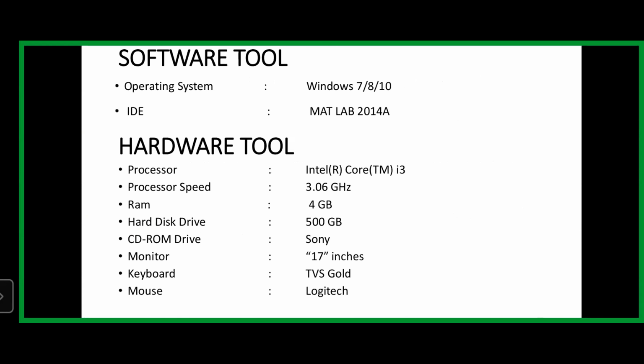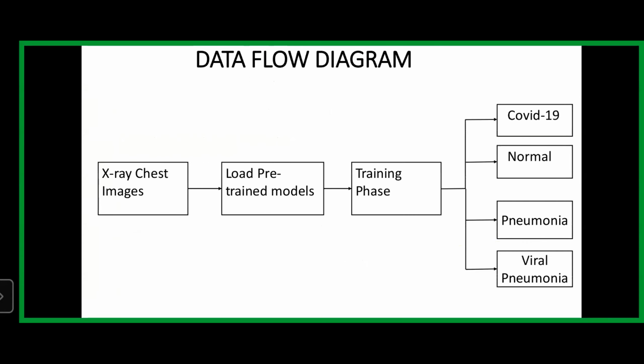The tools used are MATLAB and its IDE software, with Windows 8 and 10 supported. The hardware tools are a processor with a speed of 3.06 GHz, 4 GB RAM, a Logitech mouse, and Intel hardware. These are the hardware parts. The flow diagram covers the chest X-ray images, loading pre-trained models, the training phase, and COVID-19. These are the 4 binary classifications with 3-fold cross validation. This is the overall structure of my work.